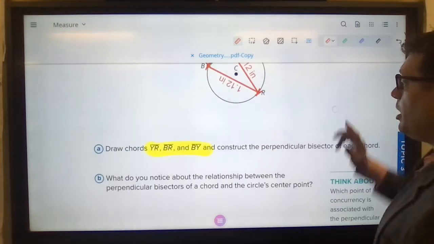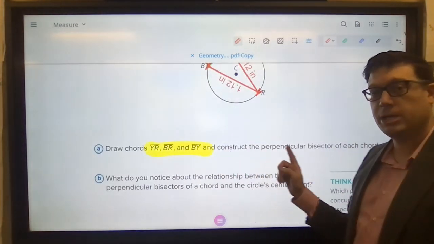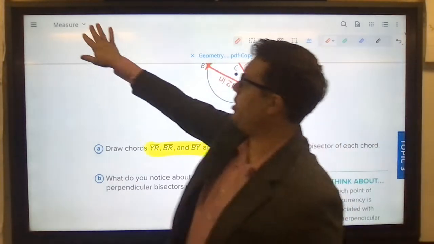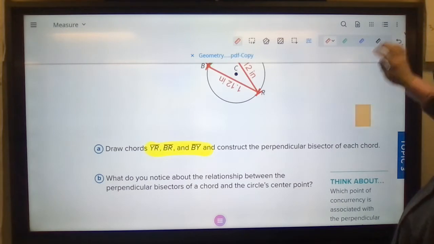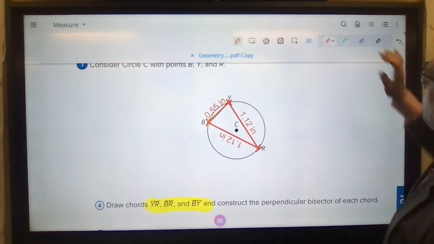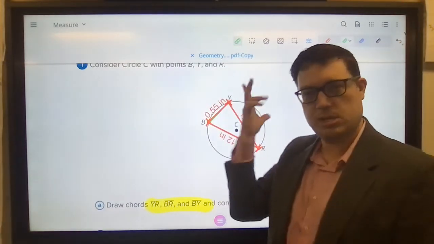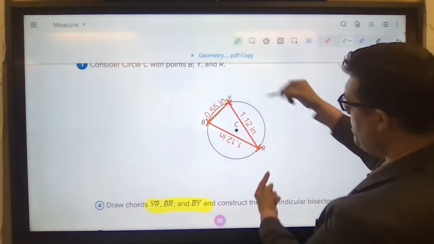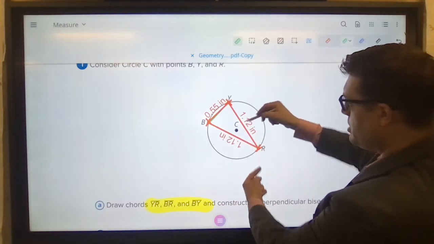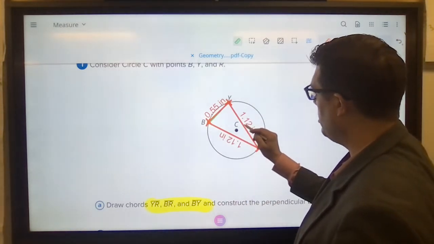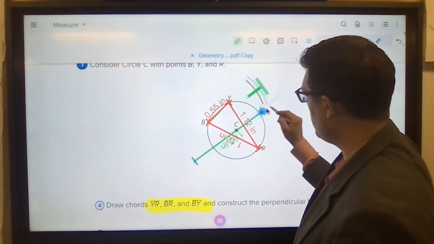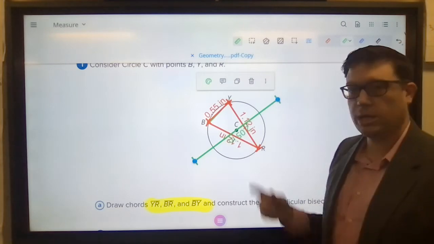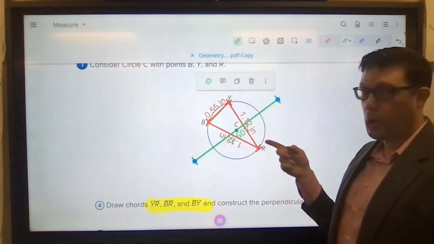Next up, construct the perpendicular bisector of each chord. To construct a perpendicular bisector, we should be looking at something in the middle of the line. I'm going to use a different highlight color here. About the middle of my measurement puts it along this path. I'm going to go out this way too with it. That's the perpendicular bisector of chord YR.